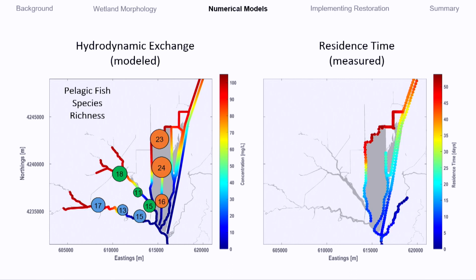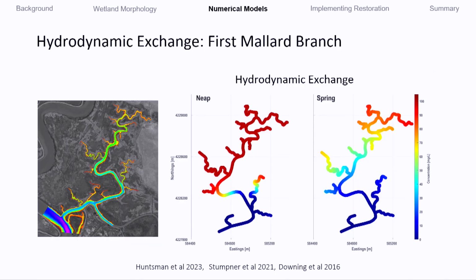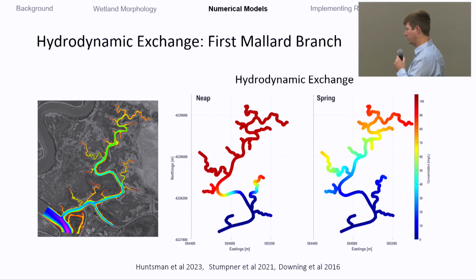So while this model shows residence time or hydrodynamic exchange in these blind channels, we can also apply this model to tidal marsh systems as well. This example is from First Mallard Branch in Suisun Marsh, which is a natural tidal wetland. The marsh plain inundates from the channels on a periodic basis that changes from fortnightly to monthly timescales, typically happening more frequently in the summer than the winter and fall months.